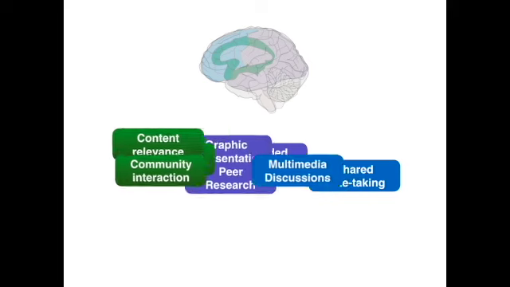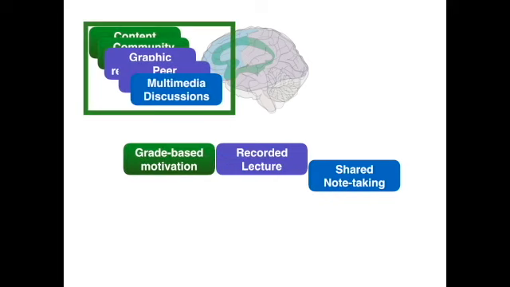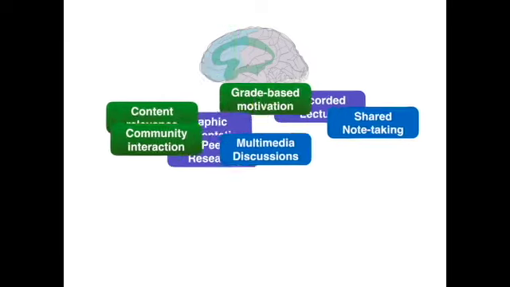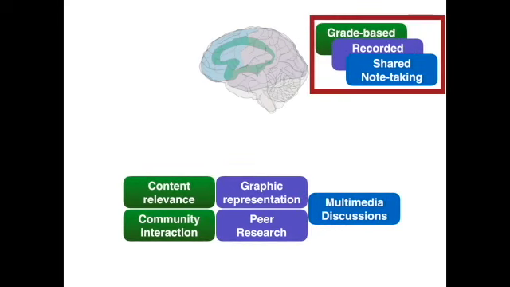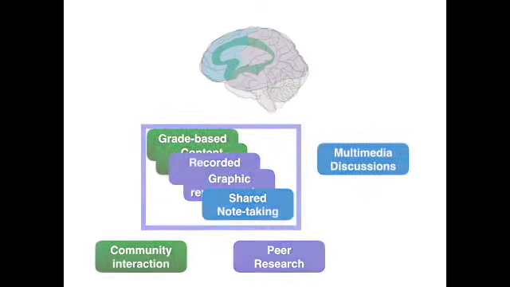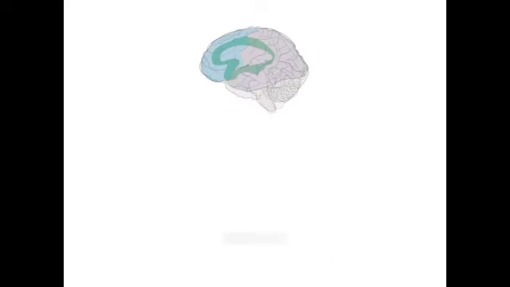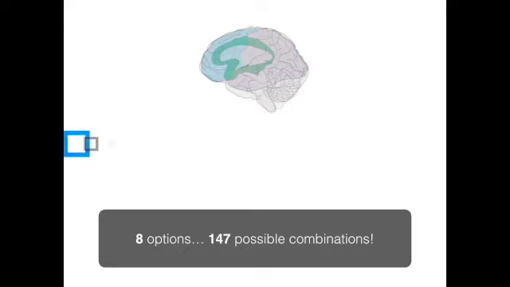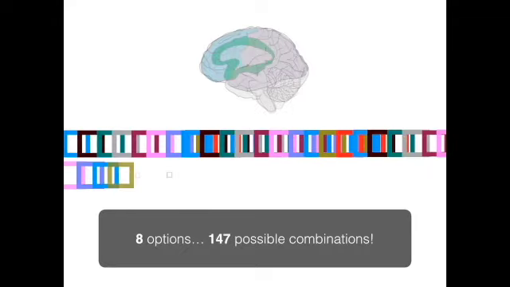Now look at the choices they can make. One student might say, these non-traditional elements are really allowing me to learn in this online class in a way I've never been successful before. Another student might say, well, the traditional things really work for me, and I'm glad that they're still there. Another student might make a different combination, or another. In fact, with those 8 options that we provided, there are 147 possible combinations.